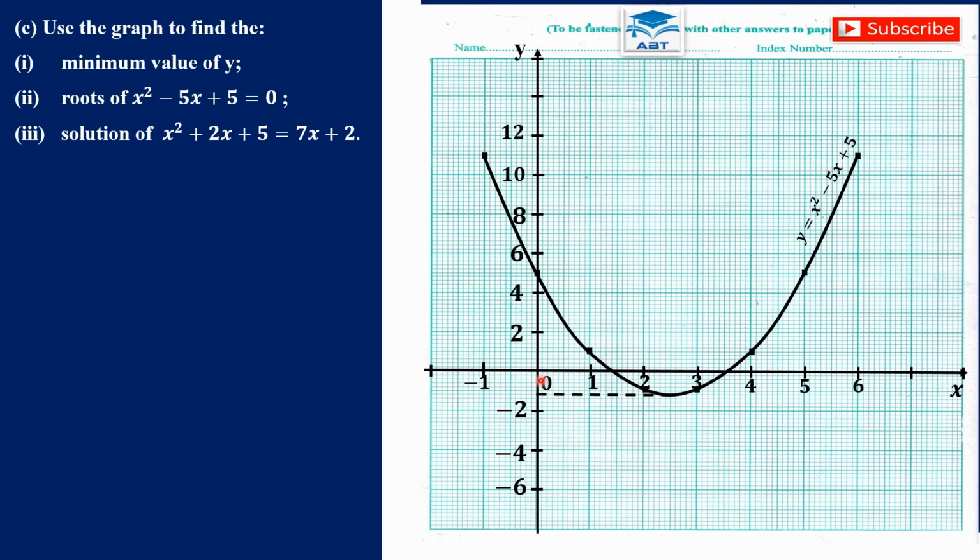And on the y-axis, each big box is equal to 2. When we divide 2 by 10, we have each small box equal to 0.2. So here, the middle here is -1 plus one small box. That will be -1.2 since each small box is 0.2. So from the graph, the minimum value of y is -1.2.